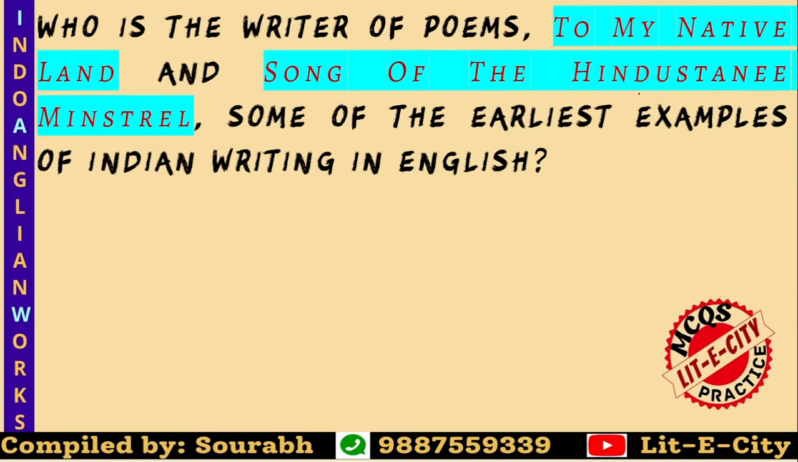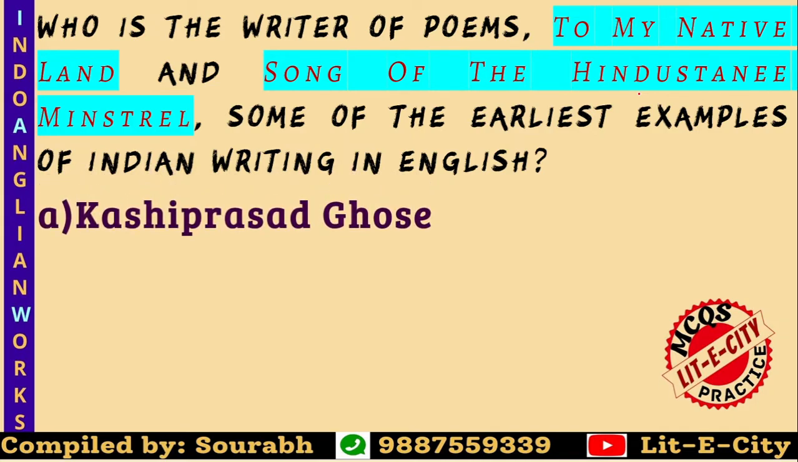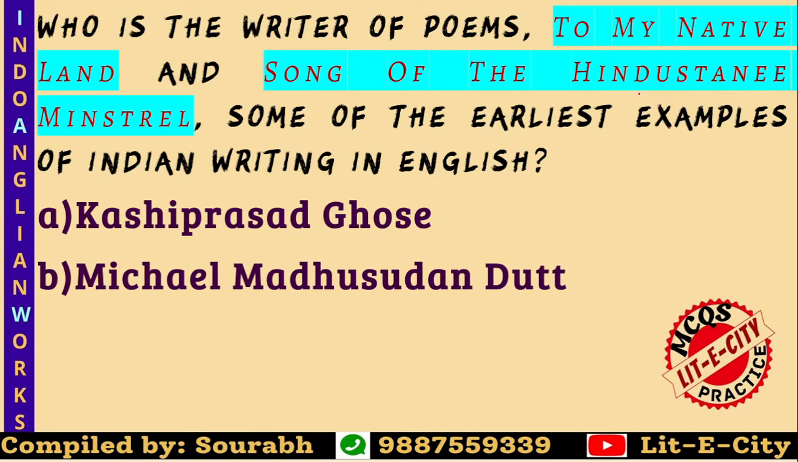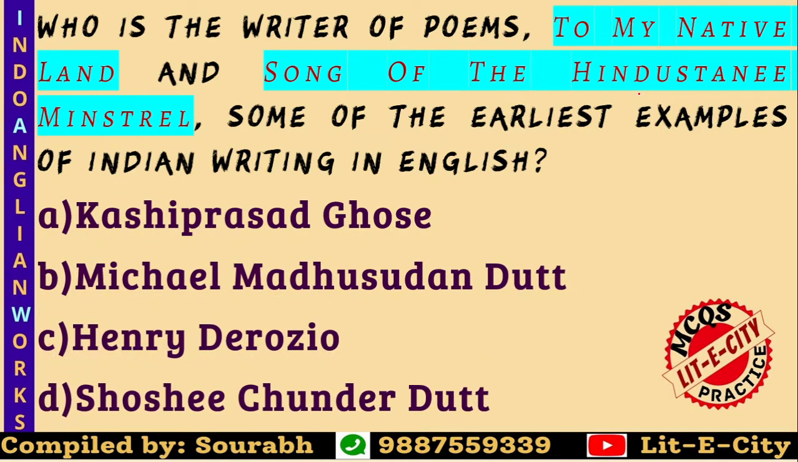Our next question is, who is the writer of poems To My Native Land and Song of the Hindustani Minstrel? Some of the earliest examples of Indian writing in English. Poetry by Indians in English started even before the first mutiny. Was it Kashi Prasad Ghosh, Michael Madhusudan Dutt, Henry Derozio, or Shashi Chandra Dutt?